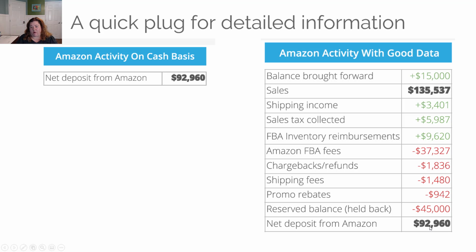This is an actual example from one of our clients where they had a deposit of $92,000 that came in to their bank account, but this is what it actually represented, all of this activity. So sure, they had this net deposit amount come in of $92,000, but it actually represented $135,000 worth of sales, plus a whole lot of other stuff: shipping income, sales tax collected, FBA inventory reimbursements, Amazon fees, chargebacks, shipping, all of this kind of stuff. This is all information that is very relevant to a business owner in trying to make the decisions that they're trying to make.